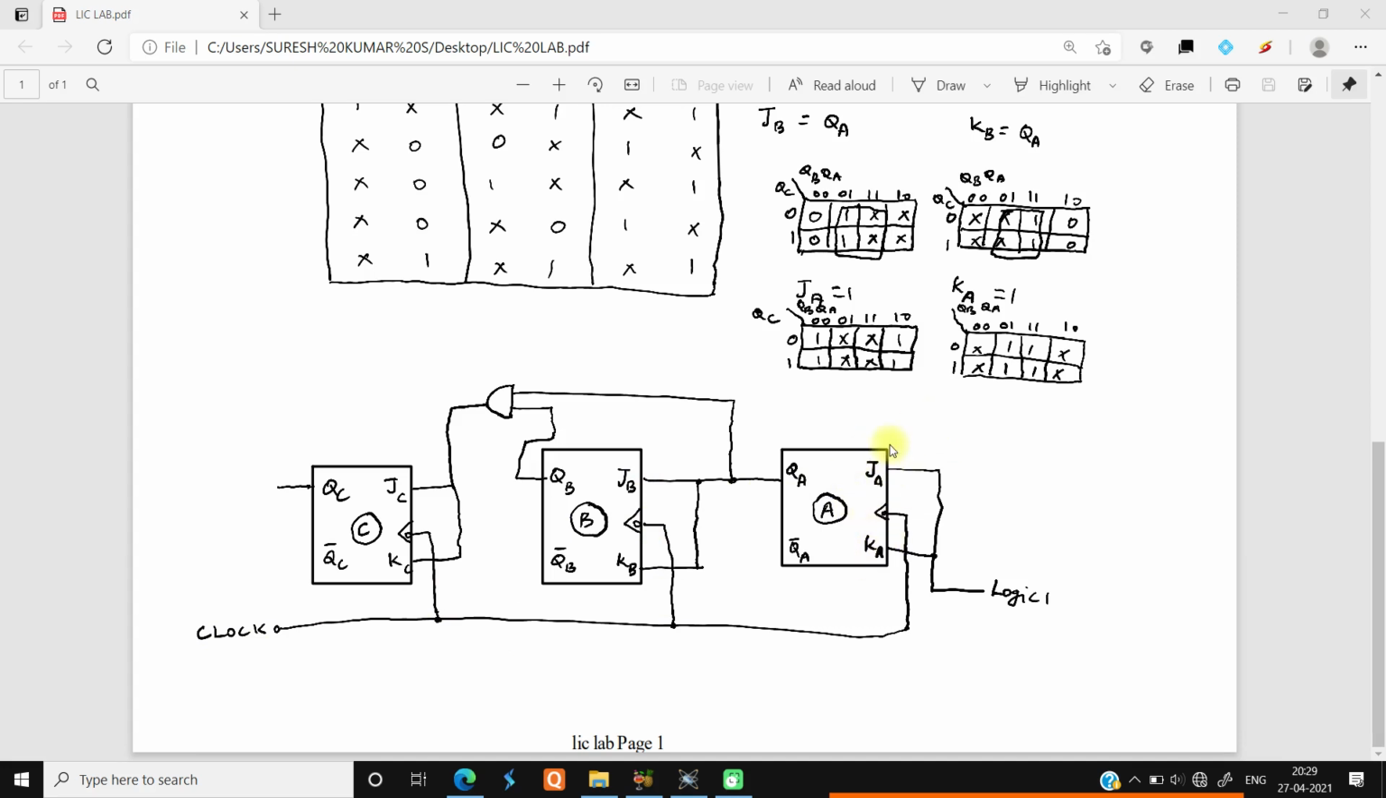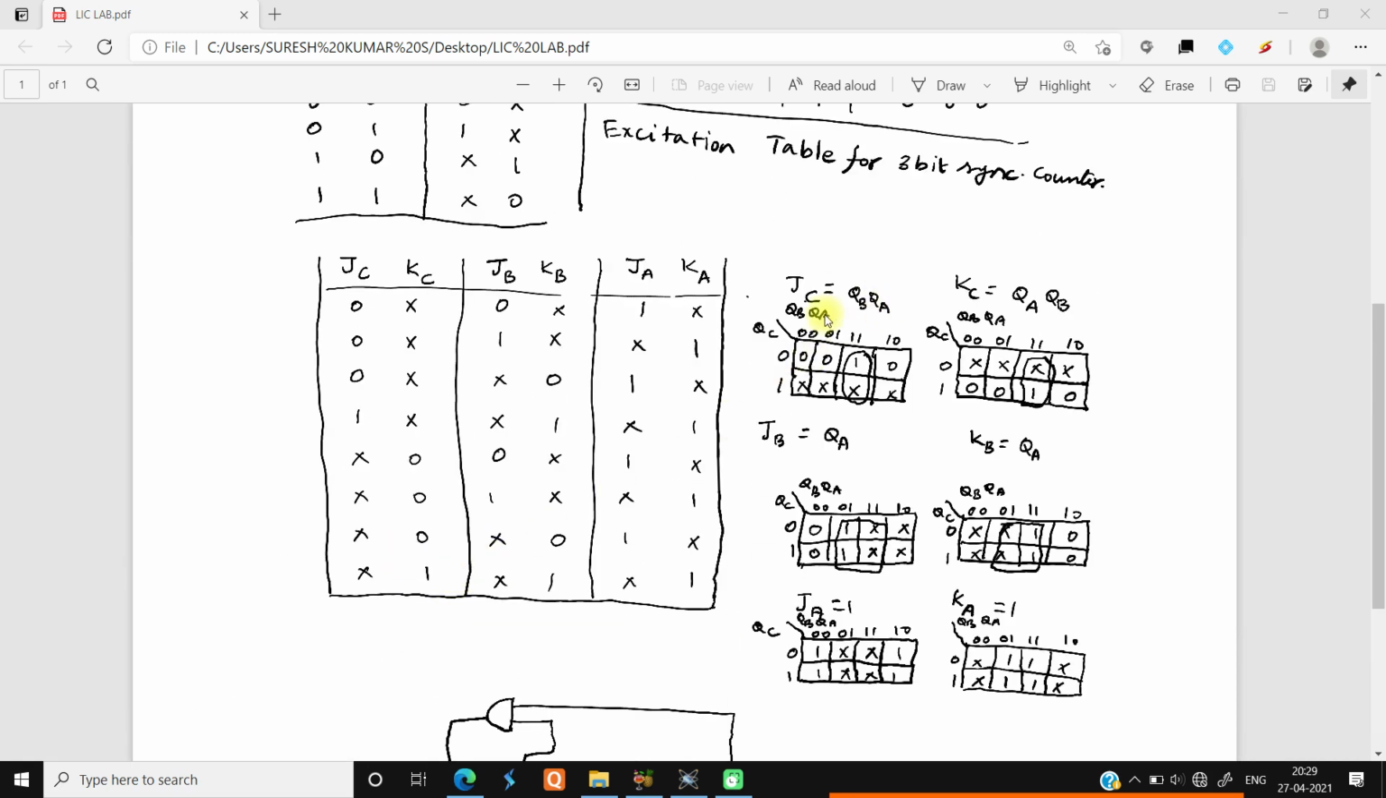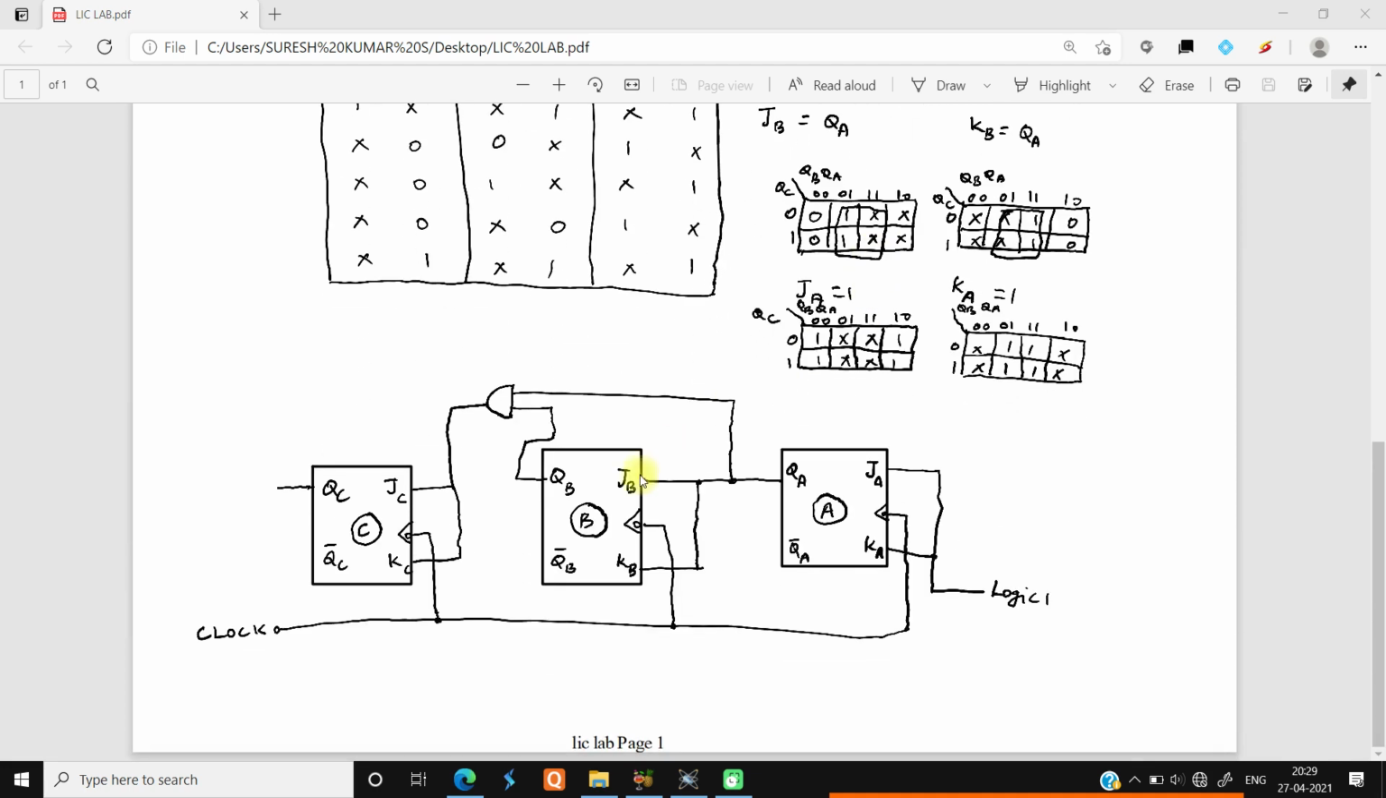So the QA is going to be equal to the JB, and it is going to be equivalent to the KB also. So we have connected these two, and the JC and the KC connections are going to be QA and QB. So we have connected the QA and QB with an AND gate that can be connected to the JC and KC. So this is going to be a working circuit diagram for the 3-bit synchronous up counter.